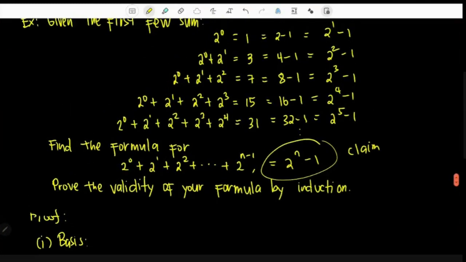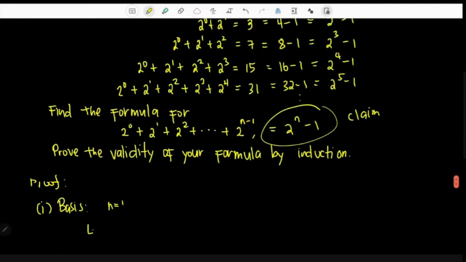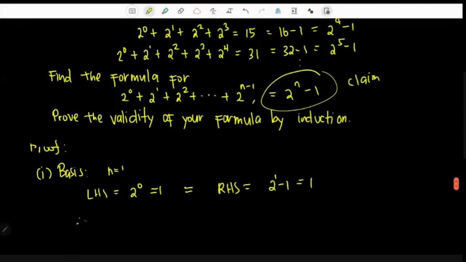We actually have several bases for induction, but of course, we want to start with the smallest value of n. So in this case, for n equals 1, the left-hand side is equal to 2 to the 0, which is 1. The right-hand side is equal to 2 to the 1 minus 1, which is equal to 1 as well. So since they are equal, P of 1 is true.